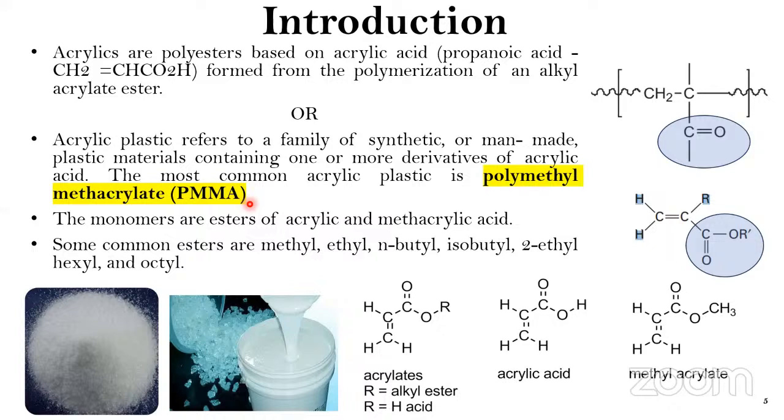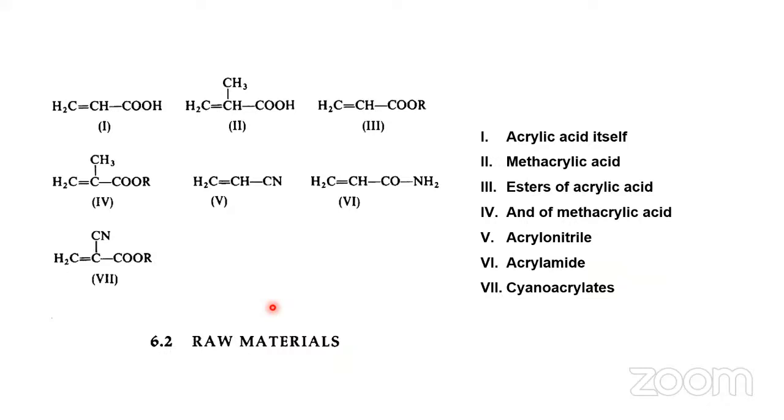In that you can observe PMMA. That PMMA is nothing but your polymethyl methacrylate. The monomers are esters of acrylic and methacrylic acid, as we have seen in the structures. Some common esters are methyl, ethyl, or n-butyl, isobutyl, or 2-ethyl hexyl, and octyl. So now I have mentioned some of the monomers which are generally used to synthesize acrylic polymers.